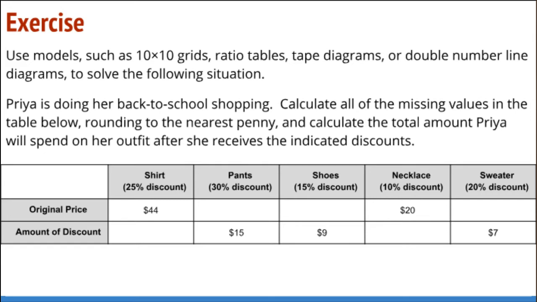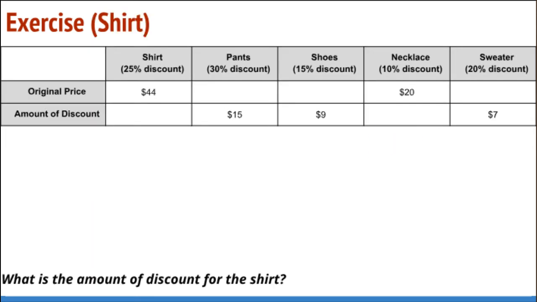So we've got shirt, pants, shoes, necklace, and sweater, and for each one of them we need to figure out, using the information that is given, a missing piece of information. And as we do this, we need to be thinking about parts, wholes, and percents, and we need to be thinking about the different strategies that we have to figure these things out. And it's important once again to remember that we are going to be rounding to the nearest penny, which is the nearest hundredth.